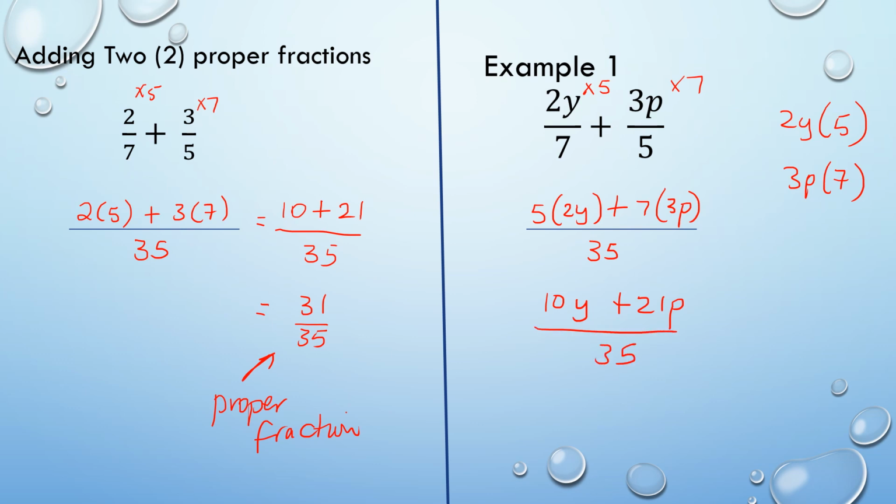Now in this case, we cannot add 10y and 21p to get 31p. No. We have to leave it as it is. This is the final answer because there are two different terms. We have a 10y and a 21p, two different terms. So we have to leave it as it is.